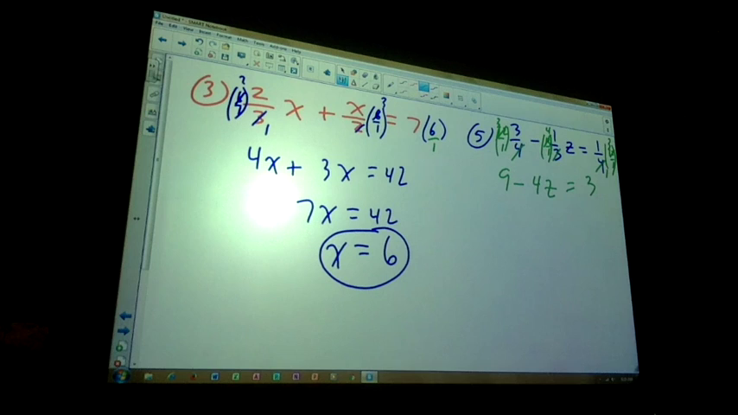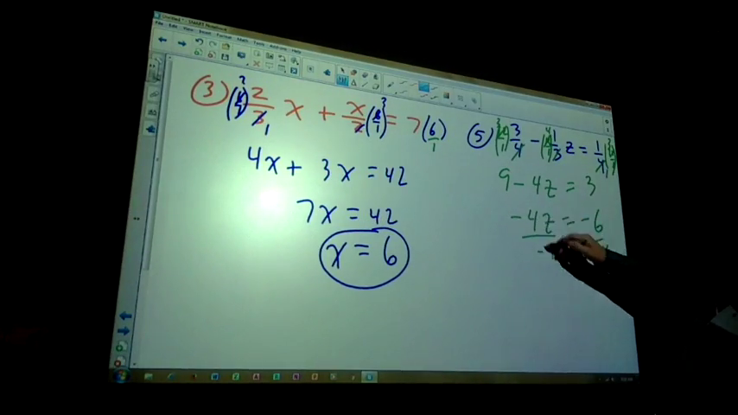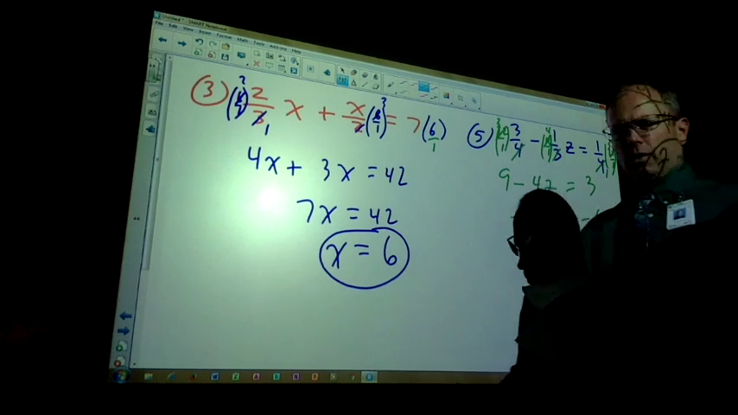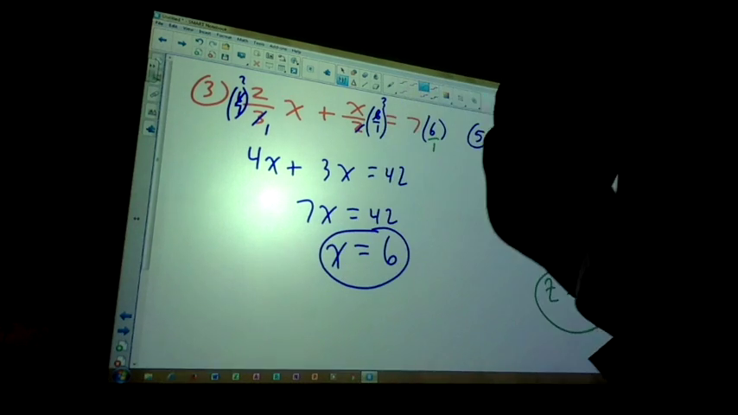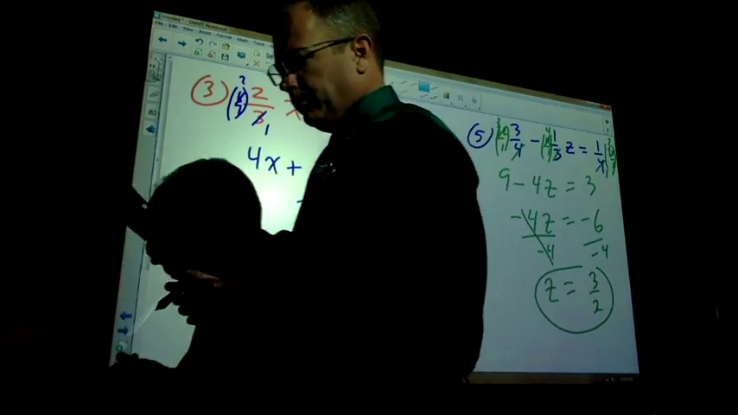Sounds good. All right. Subtract 9 minus 6, and divide by negative 4. It cancels, and negative over negative is positive. What is over that? 3 over 2. Good, so make sure you reduce it. All right, can I move on?